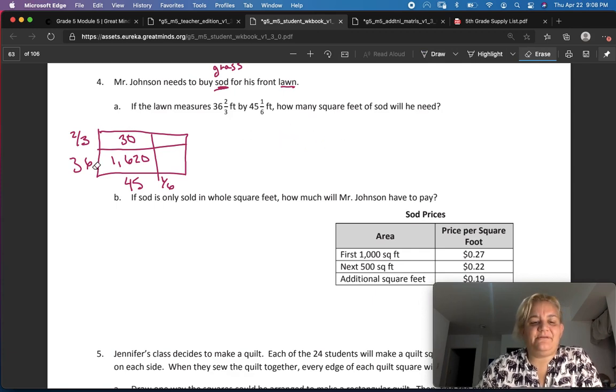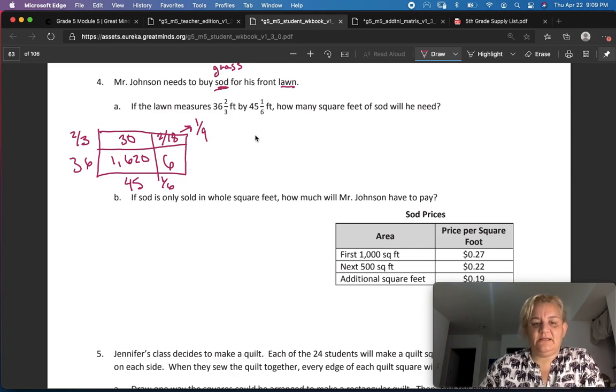All right, now 36 times 1/6. That's just 6, right? 36 times 1 is 36, and then 36 over 6 would be 6, okay? And then finally, 2/3 times 1/6, which would be 2/18, or if you wanted to simplify it right away, 1/9, okay?